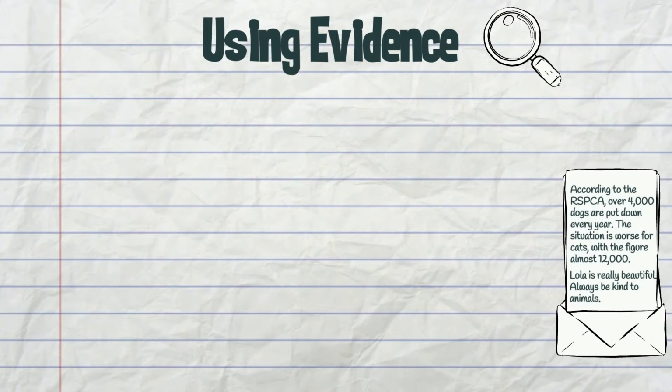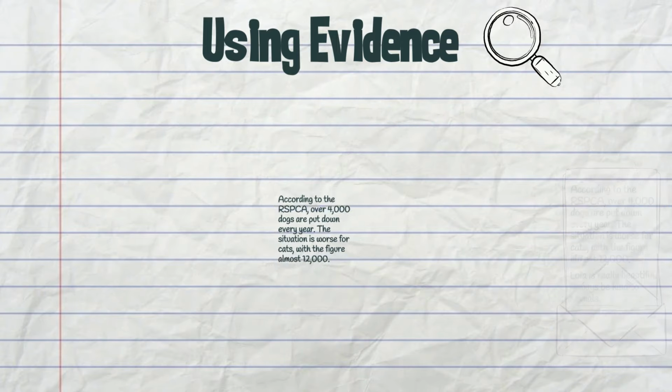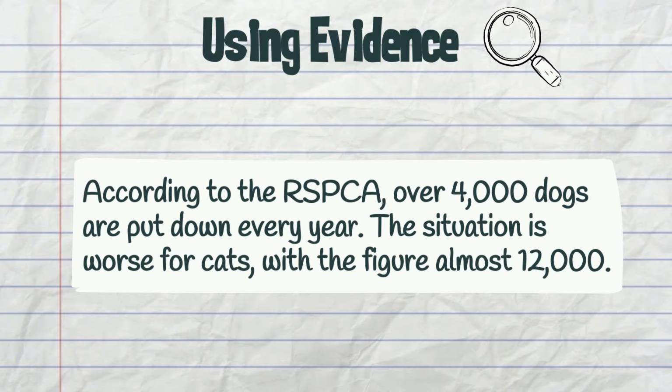Take this excerpt from a letter that was written to persuade people to adopt a pet or give money to an animal shelter. According to the RSPCA, over 4,000 dogs are put down every year. The situation is worse for cats, with the figure almost 12,000.